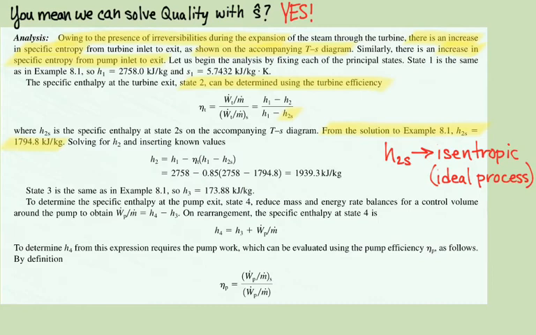And that's going to be a lower enthalpy term than the enthalpy at state 1, which in example 8.1 was a value of 2,758 kilojoules per kilogram. So we can see that H1 is greater than H2S, correct? Which is what we'd expect. We'd expect hot, high energy steam going into the turbine and lower energy wet vapor coming out.